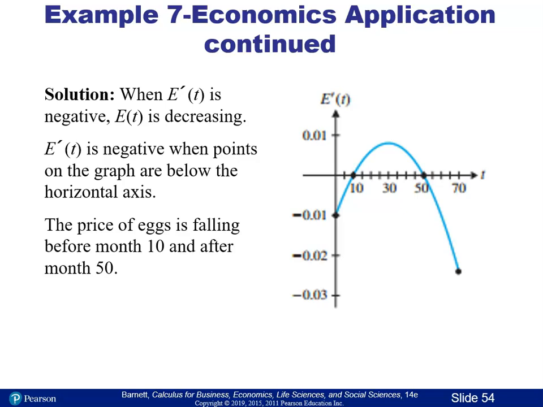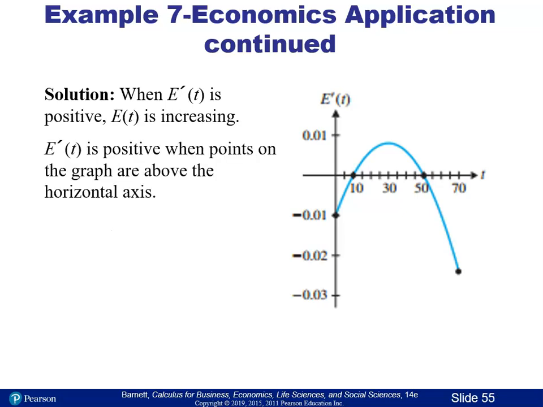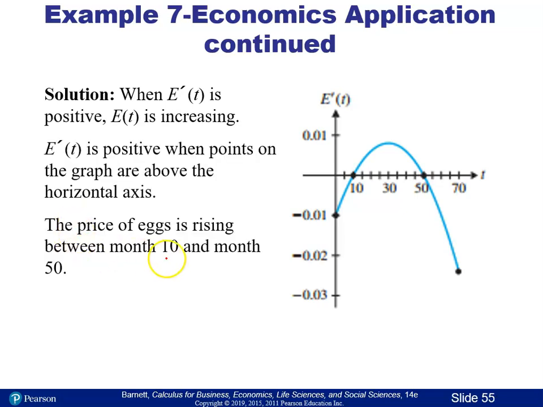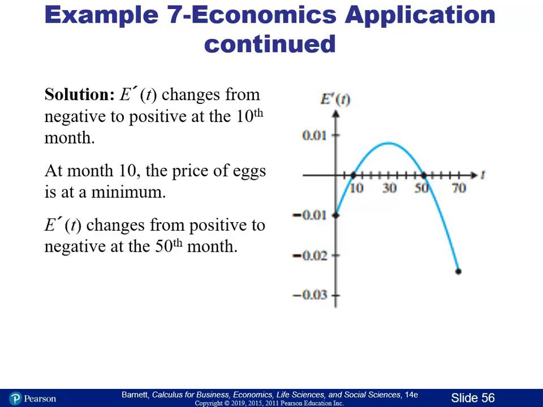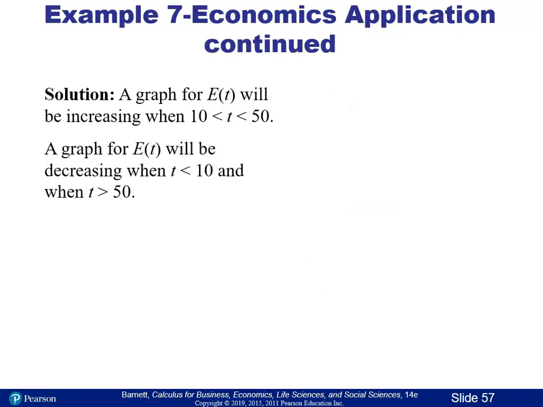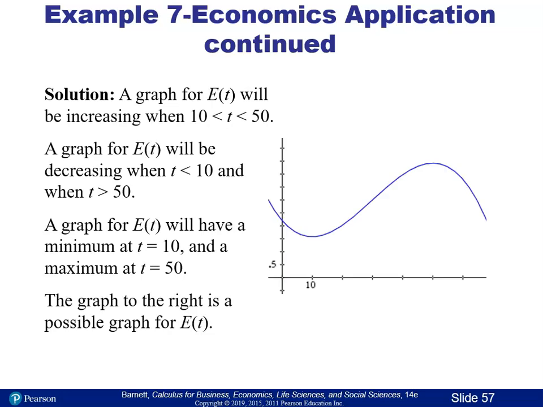To summarize, just like what we said, the price of eggs is falling before month 10 and after month 50, and it's rising between month 10 and month 50. This is actually what the graph looks like. I'm not really that concerned that you can generate the graph, as long as you can interpret the graph that we started with.